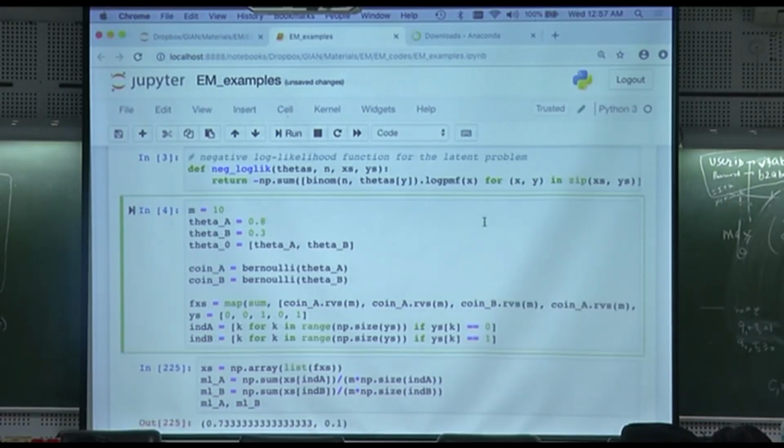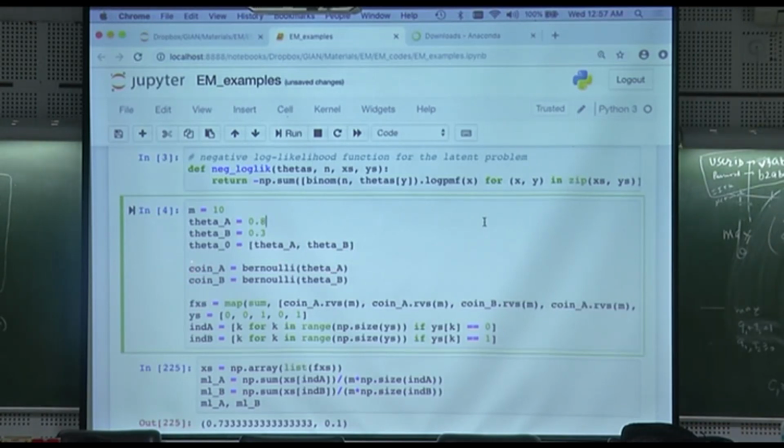So here what I've done is I chose m equals 10. So I'm doing 10 coin tosses. The real value of theta A is 0.8. The real value of theta B is 0.3. Theta 0, this is simply an estimate. This is the real value of theta, which is theta A and theta B. Coin A is Bernoulli theta A.